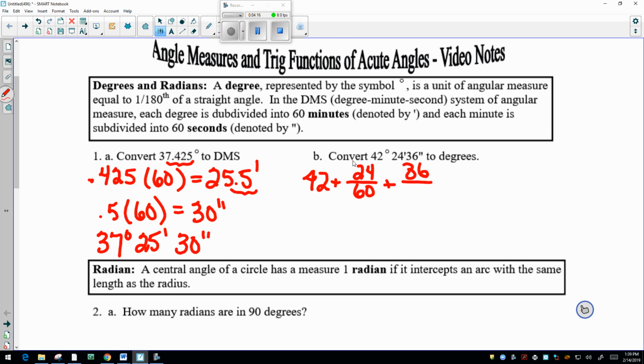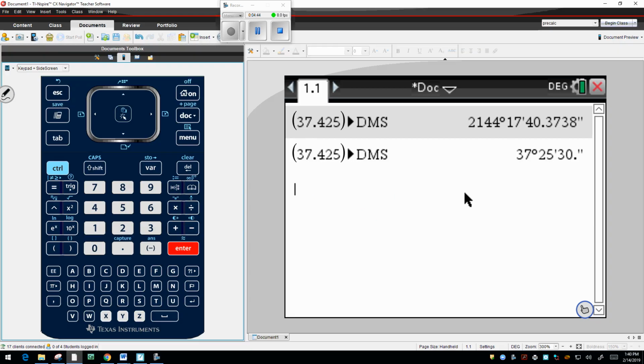So for each second, it's really equal to 1 over 3600th of a degree. So that means I have to divide that by 3600. Okay, and when we do this, again, you can plug this right into your calculator, and you're just going to get 42.41 degrees.